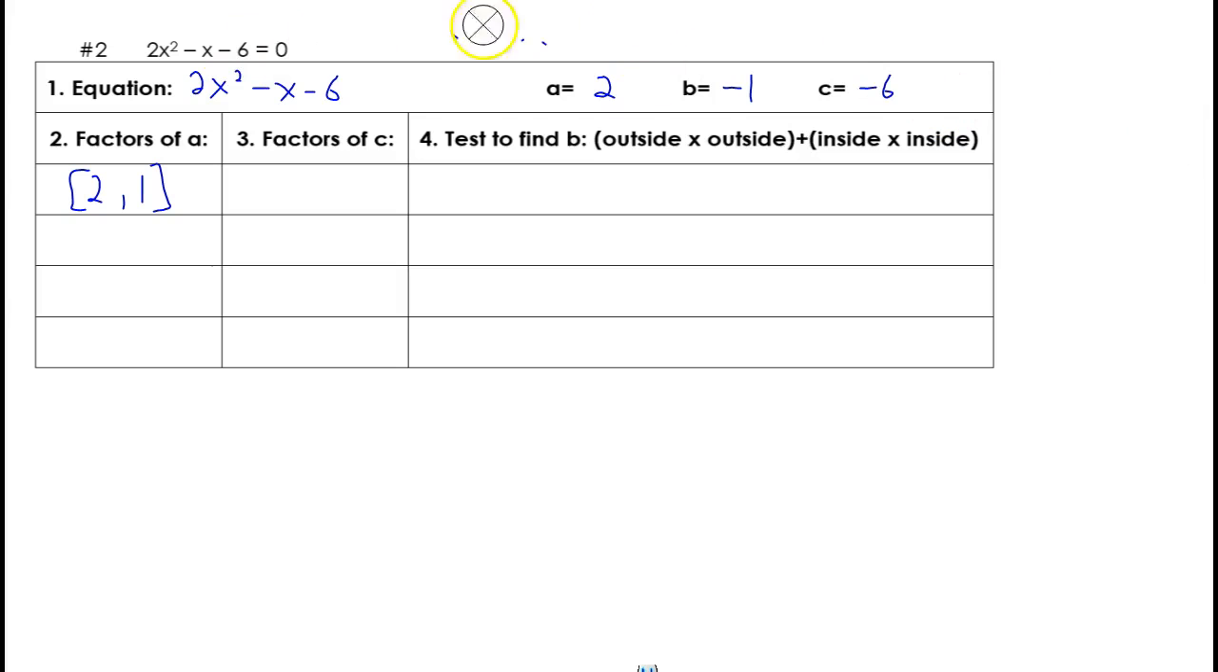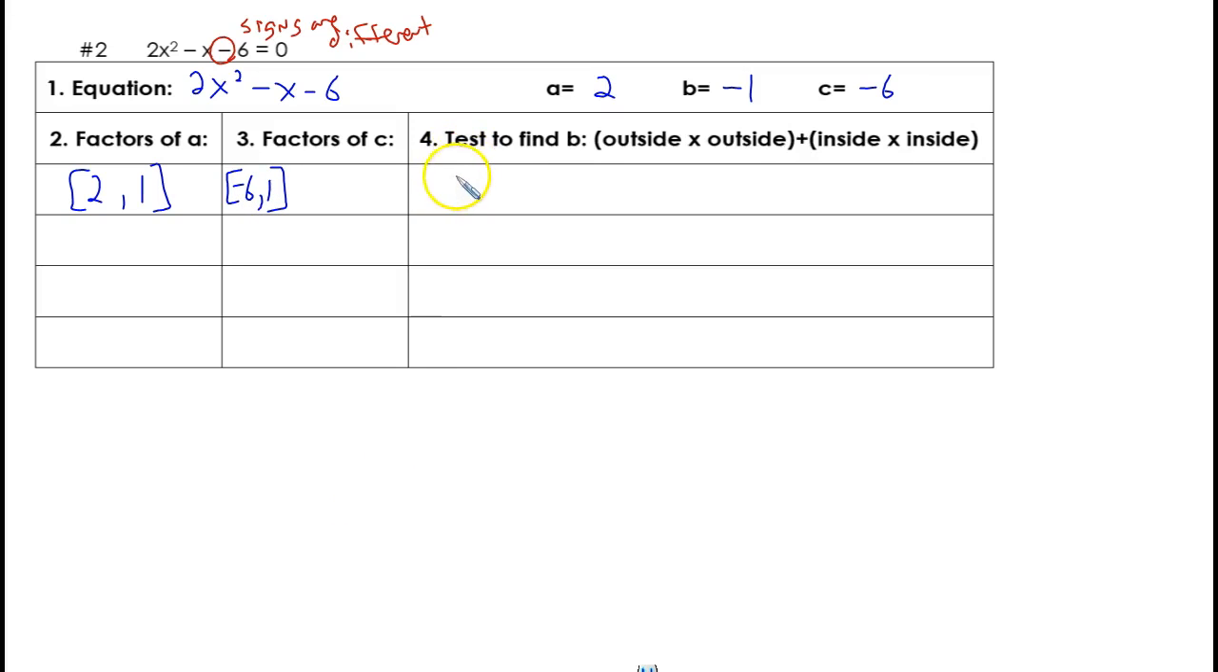So the little tip that you can remind yourself is that if there is a minus at the end, what that means to you as a student is that your signs are going to be different. One sign is going to be positive and one sign is going to be negative. Now, as we work through these problems, we'll find factors of C. Factors of negative 6 are going to be one positive and one negative. So I'll first start with negative 6 and 1.